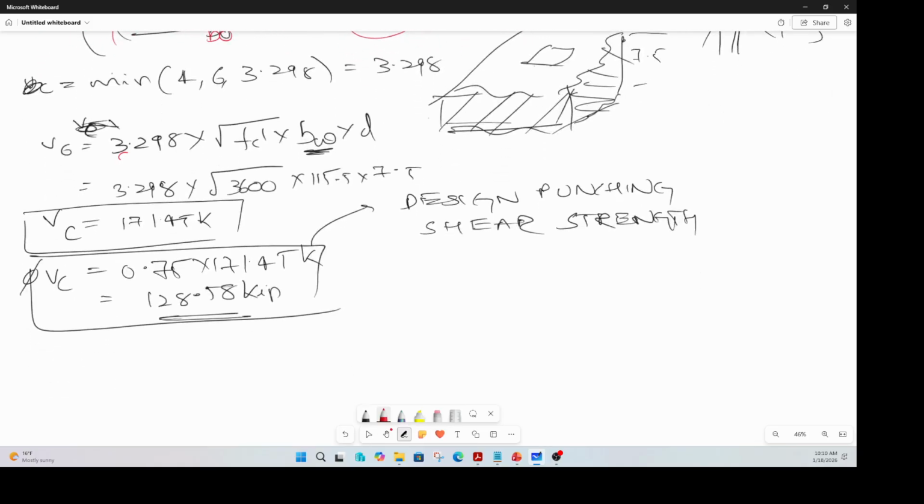And then that times root lambda, times root fc prime, bw times d. That's your shear strength, Vc. So that is 3.29 times the square root of 3600. bw is nothing but b naught, which is 115.5, times your depth, 7.5. So your Vc was that much, but for the design, you have to multiply it with 0.75 to find your design punching shear strength.